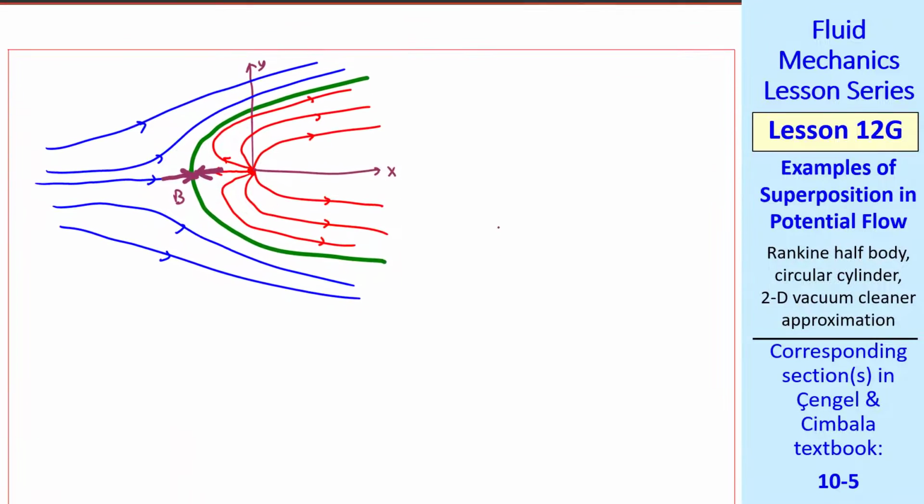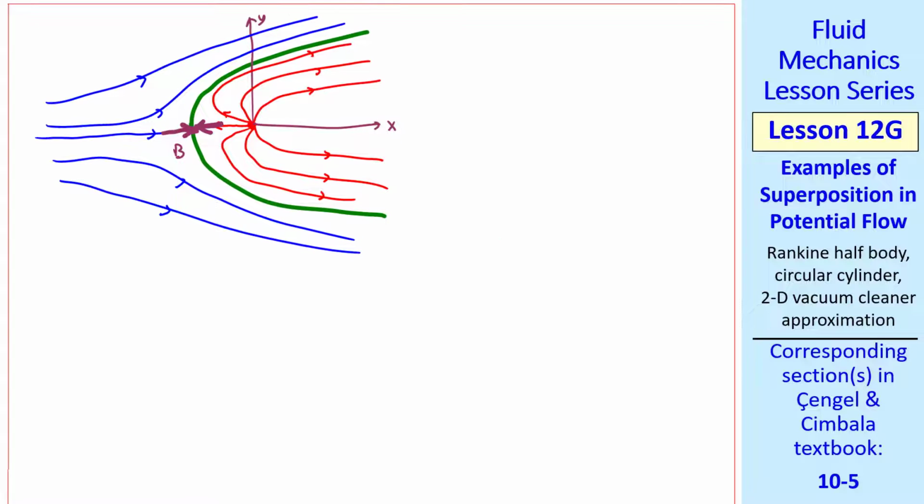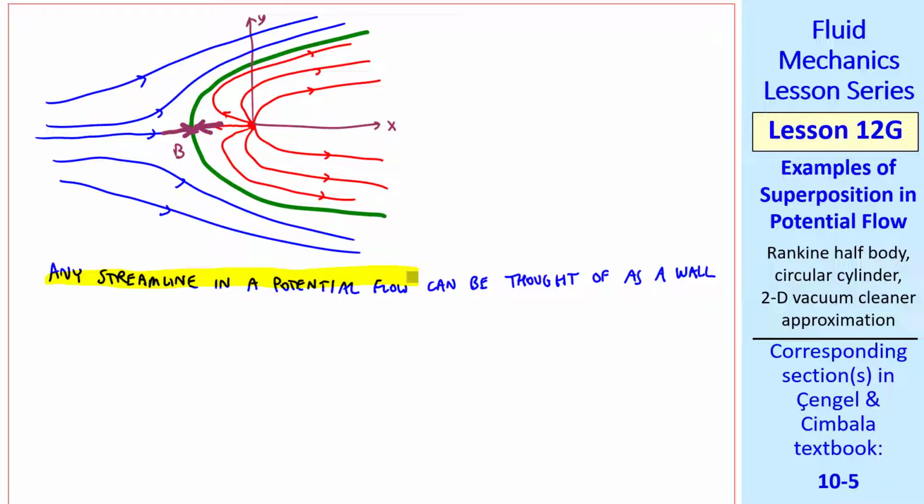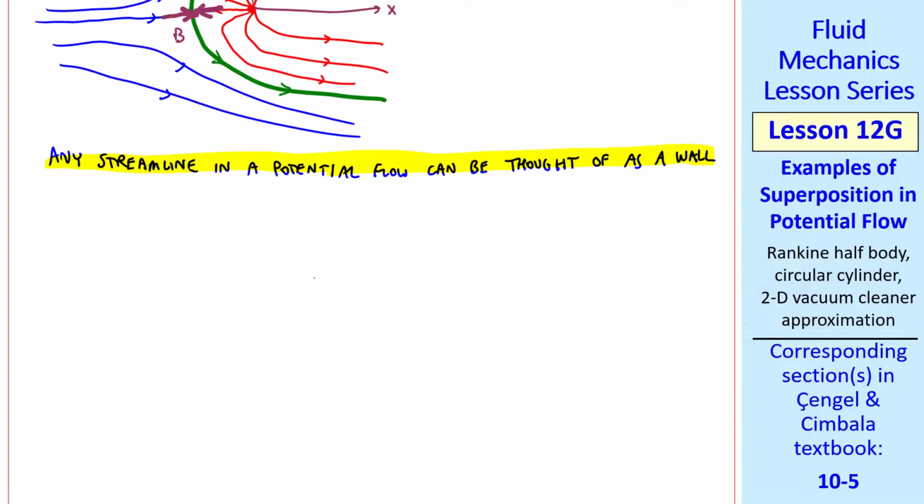Here's another useful application of potential flow. Any streamline in a potential flow can be thought of as a wall. If our dividing streamline is the wall, then this is flow over a Rankine half-body. But it's not really a wall. It's actually just another streamline. We're just imagining it to be a wall, and we imagine flow around it. But you can pick other streamlines and think of them as walls.